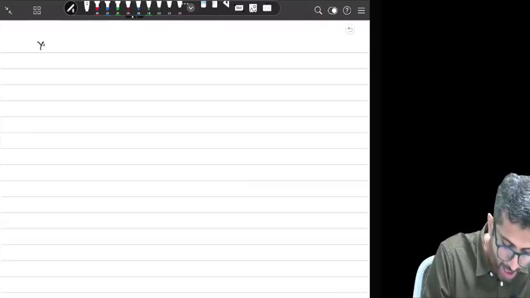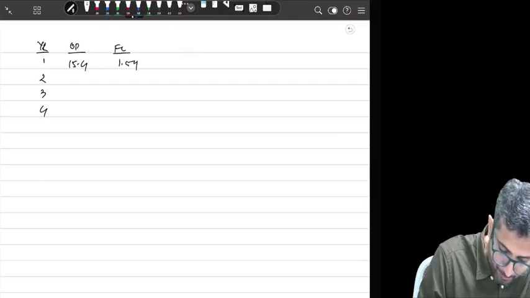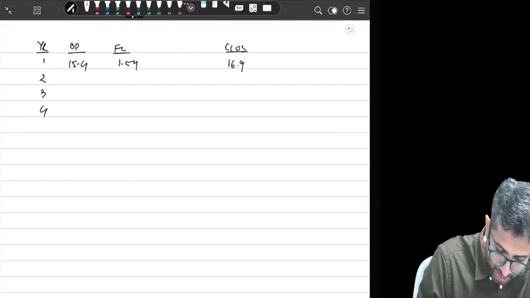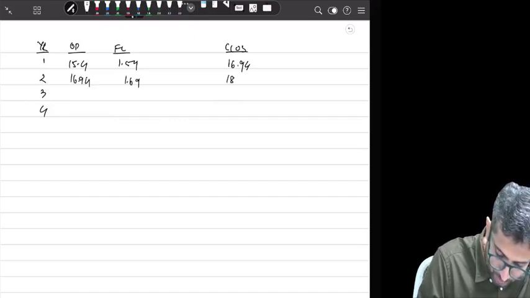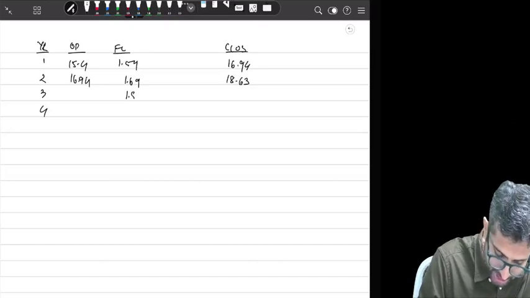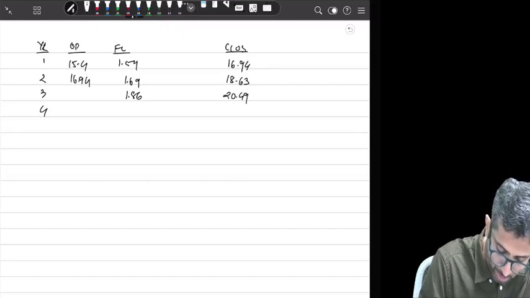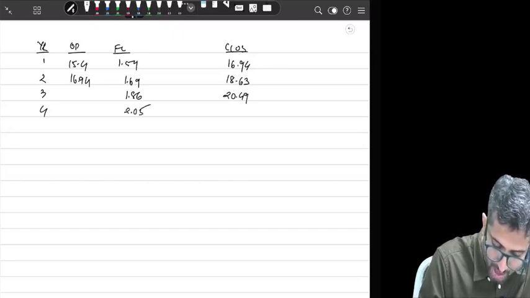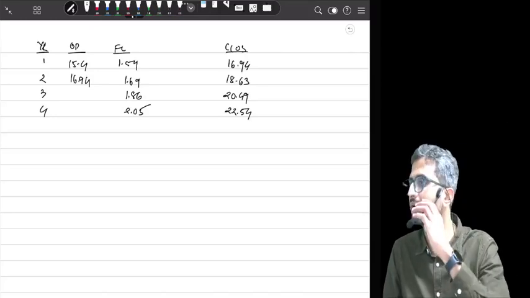Let me just work around your provision for year 1, 2, 3, 4. Help me with the calculations quickly. Let's say this is 15.4. Your finance cost in the first year would be 1.54. Closing would come to 16.94. Then 1.69 comes to 18.63. Then 1.86 comes to 20.49. Then let's say around 2.05, and closing comes to, and so on. We are slowly going towards 40 rupees.